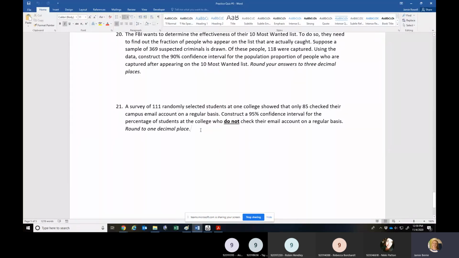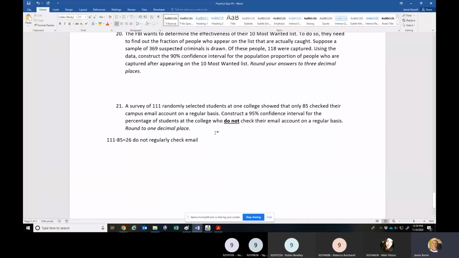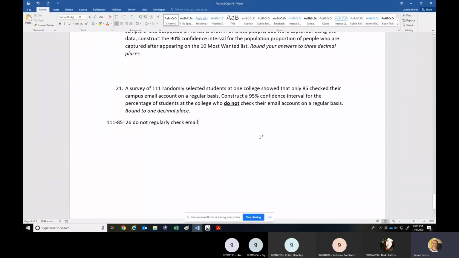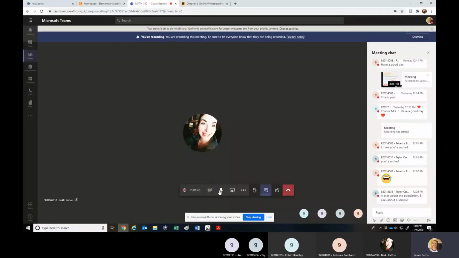So if 85 do check their email, then that would be 111 minus 85, which is 26 people who do not regularly check their email. So you would use 26 as your number of successes instead of 85. Make sure you know how to do that problem. That's the only problem I would consider sort of tricky, because they give you one number, but they're asking you for another number. But the rest of them, I would not consider tricky at all.